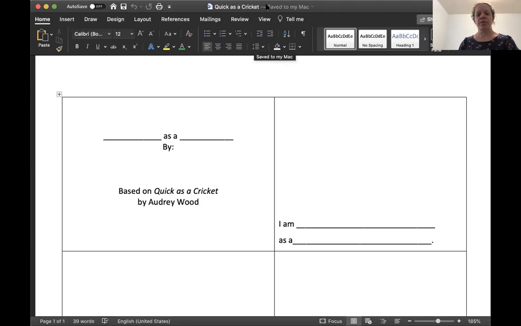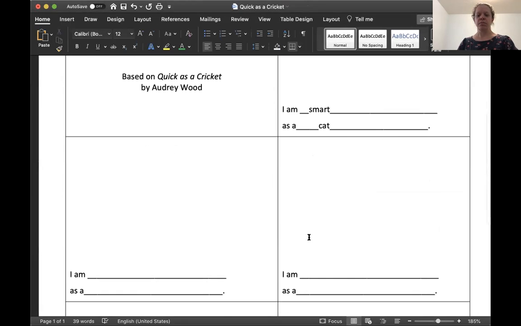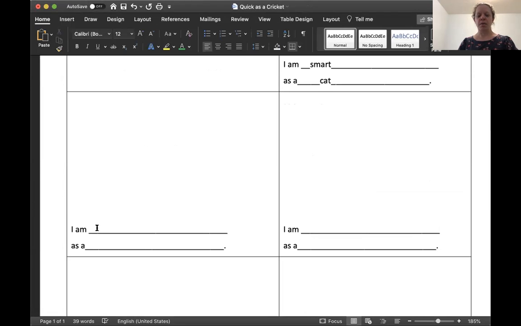For example, I could have students write, I am smart as a, what animal is smart? Maybe you think a cat is smart. So I'm as smart as a cat. The next one, I am what? Maybe I'm going to use small. I'm not very tall, so maybe I'm going to say I am small as a, what's an animal that's very small? When I think of a small animal, I think of a mouse. So I'm as small as a mouse.